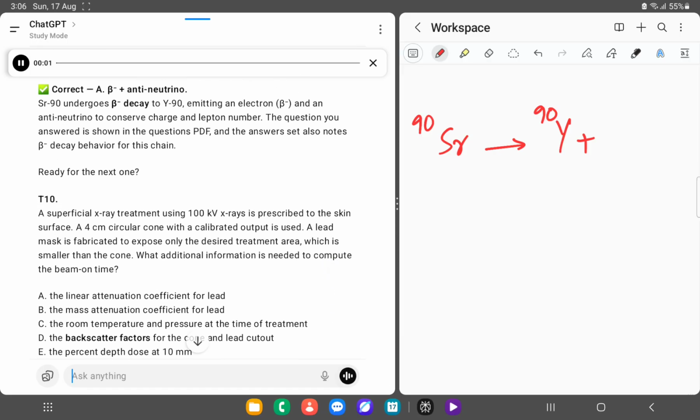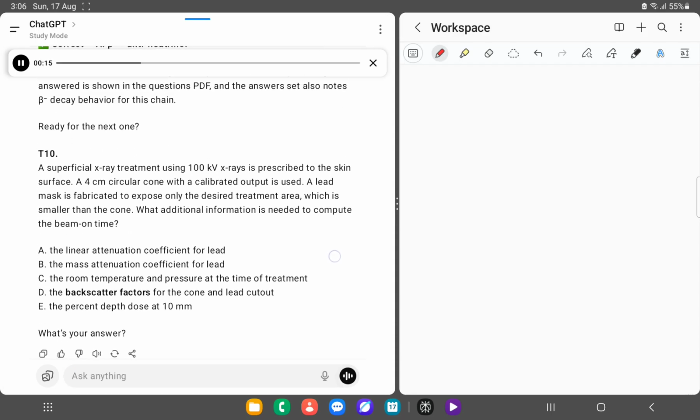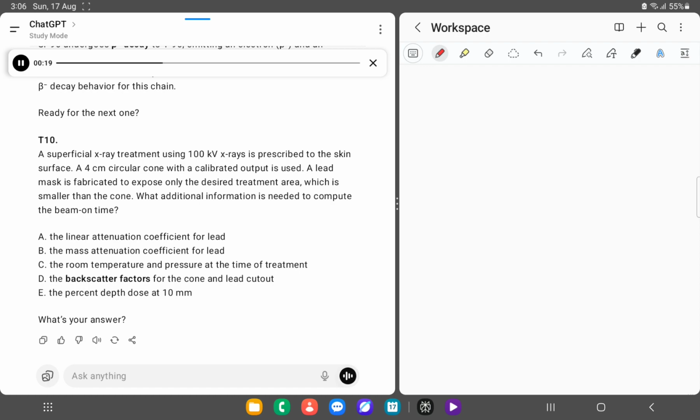Correct. A, beta minus plus antineutrino. Sr-90 undergoes beta minus decay to Y-90, emitting an electron, beta minus, and an antineutrino to conserve charge and lepton number. The question you answered is shown in the questions PDF, and the answer set also notes beta minus decay behavior for this chain. Ready for the next one?